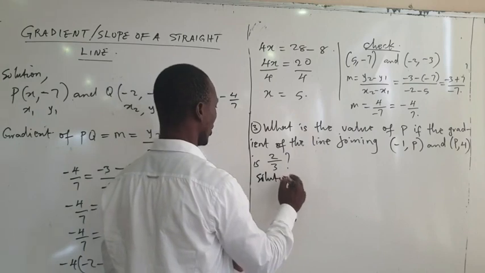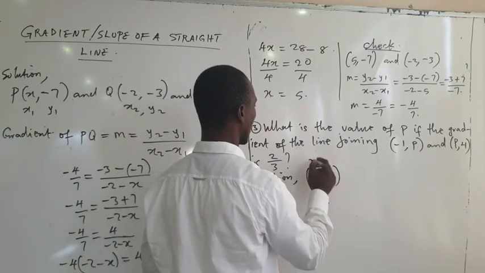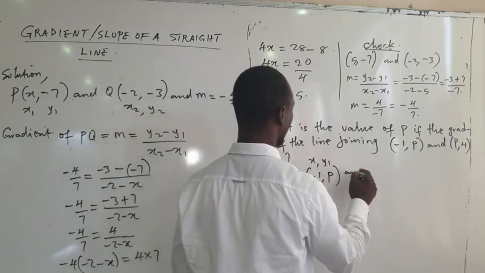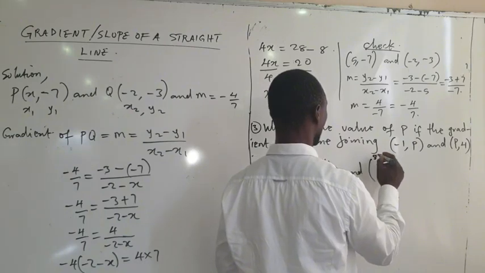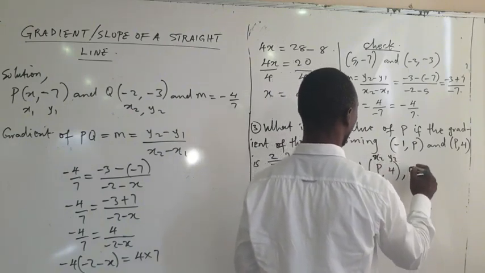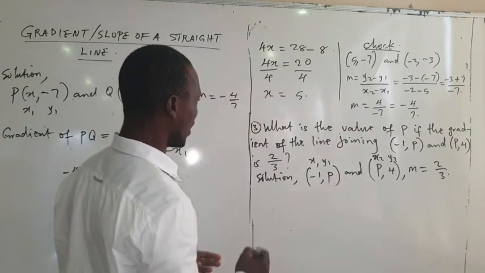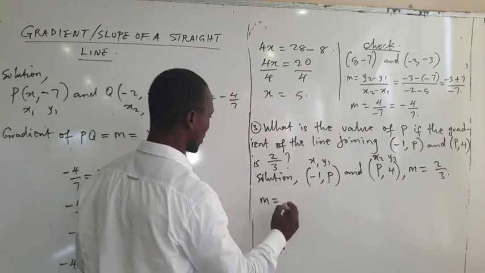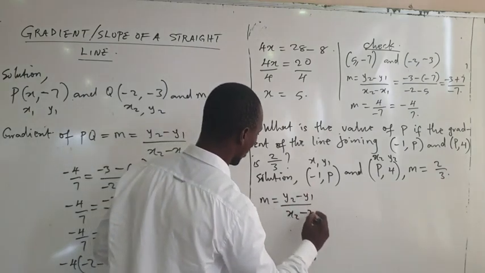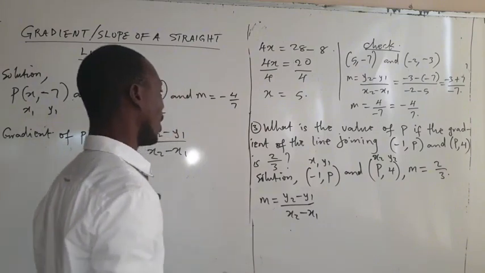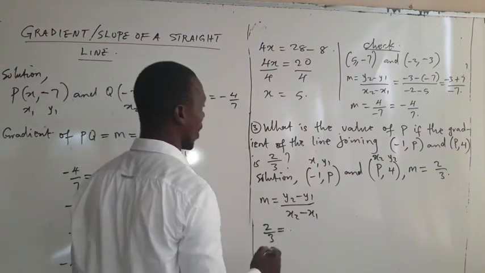So we have the first point as (-1, p), which is x1, y1, and the second point is (p, 4), which is x2, y2, and the gradient is given as 2 over 3. So the gradient formula is m equals y2 minus y1 over x2 minus x1. The gradient is given as 2 over 3, so we have 2 over 3 equals y2.